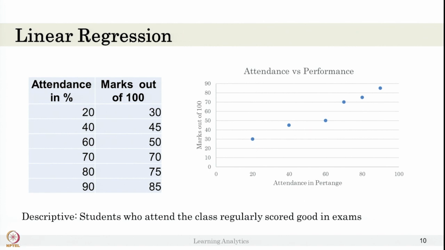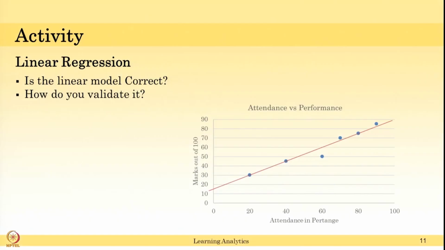Before doing this, you might see by descriptive analytics that students who attend the class regularly scored good marks in exams. So descriptive analytics says that there is a linear relationship. By looking at this data in the plot, you might tell that there is a relationship. What the relationship is can be identified by diagnostic analytics. How to use that relationship to predict a future event is predictive analytics.